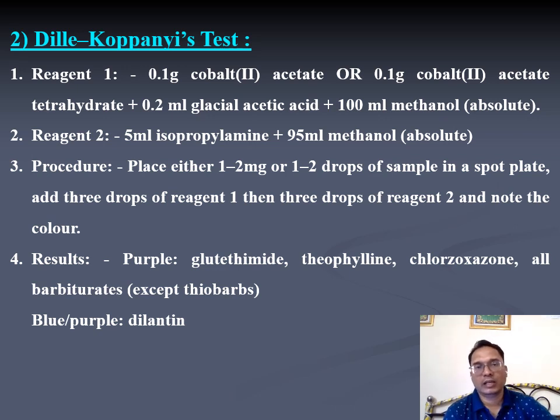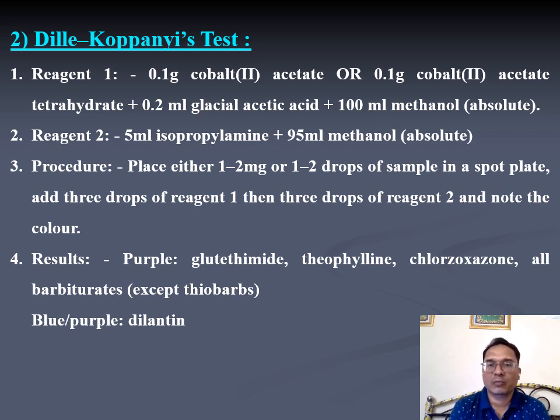The second important test is Dille-Koppanyi test, which is generally specific for barbiturates and it also includes two reagents. The first reagent is a mixture of 0.1 gram of cobalt acetate and 0.2 ml of glacial acetic acid in 100 ml of absolute methanol. The second reagent is prepared by dissolving 5 ml of isopropylamine in 95 ml of methanol.